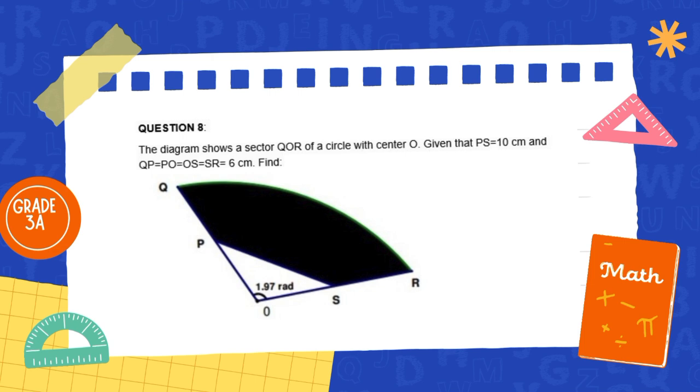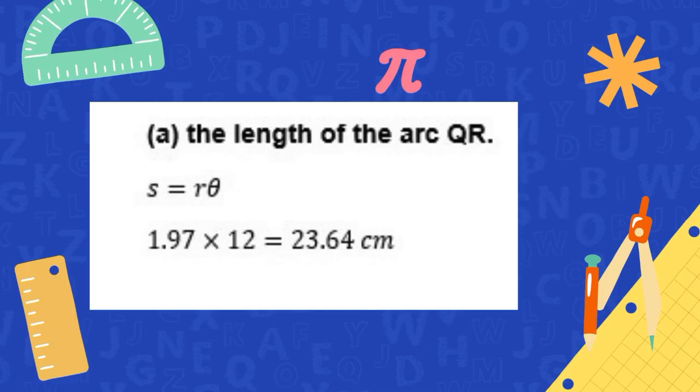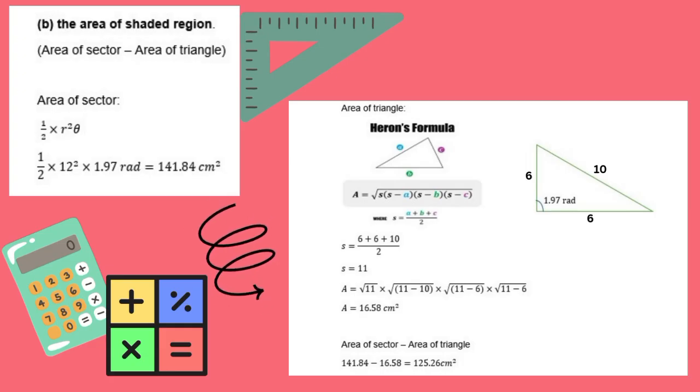So, for question number 8, the diagram shows a sector QOR of a circle with center O. Given that PS equals 10 cm and QP equals PO, OS, SR, all of that is equal to 6. For the first question, find the length of QR. Just use the formula s equals r theta. And we got the answer for A. It's so simple. So we proceed to question B.